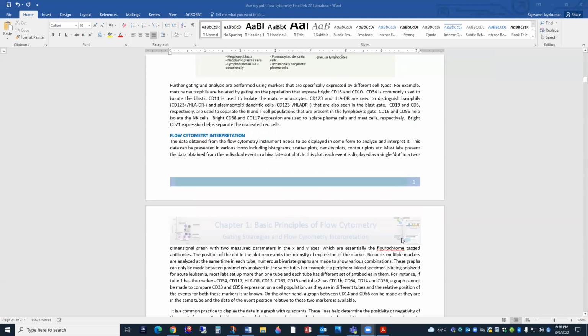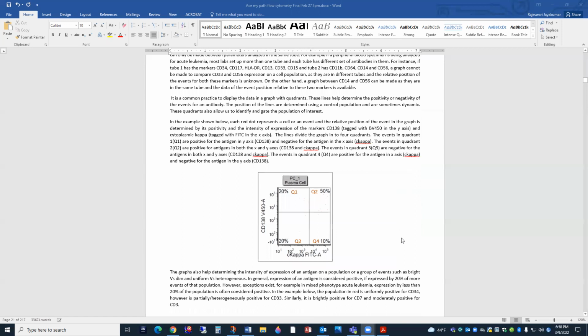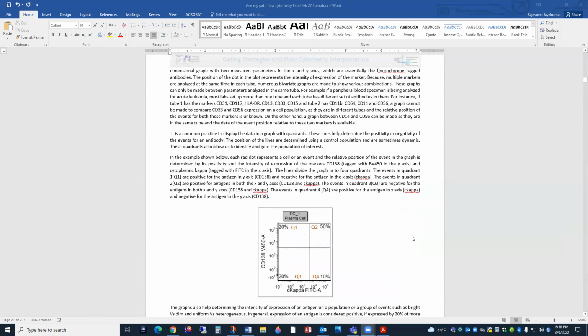Now let's start going over some of the basics of flow cytometry interpretation. The data that the instrument collects from all these events going through its flow channel has to be presented in some way for us to have a visual experience of what's going on with these cells, and to understand and interpret what is wrong in which population.